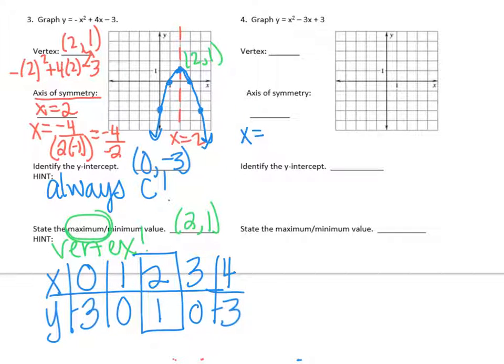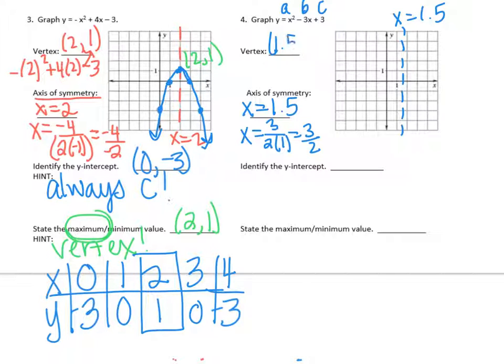X equals, here a is 1, b is negative 3, and c is positive 3. So the opposite of b is positive 3 over 2 times a, which is 1. So x equals 3 halves, or you might be more comfortable as a decimal, x equals 1.5. So 1.5 is going to be right here, right down the middle. I'll label it. There's my vertex, so my axis of symmetry.